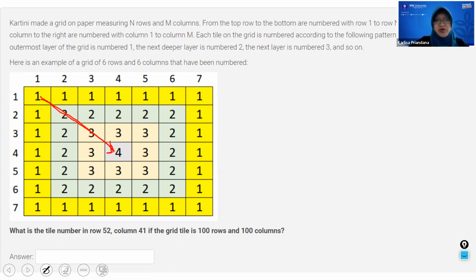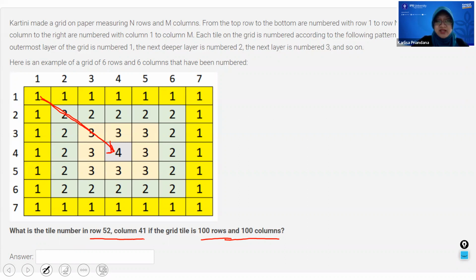The question is, if the grid is 100 rows and 100 columns, what is the tile number? What is the number in row 52, column 41?